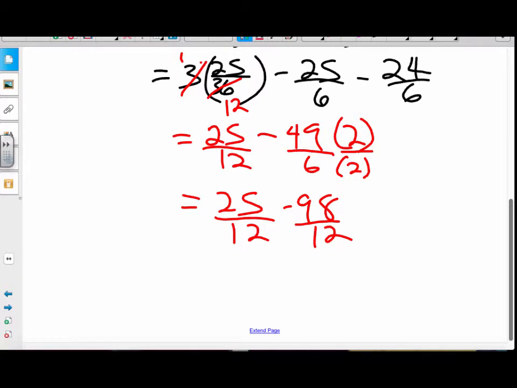98, good. Now what's 25 minus 98? Negative 73. Boy, that seems like a goofy answer, doesn't it? I think maybe Mr. Adams may have made a mistake. Let me double check my book.